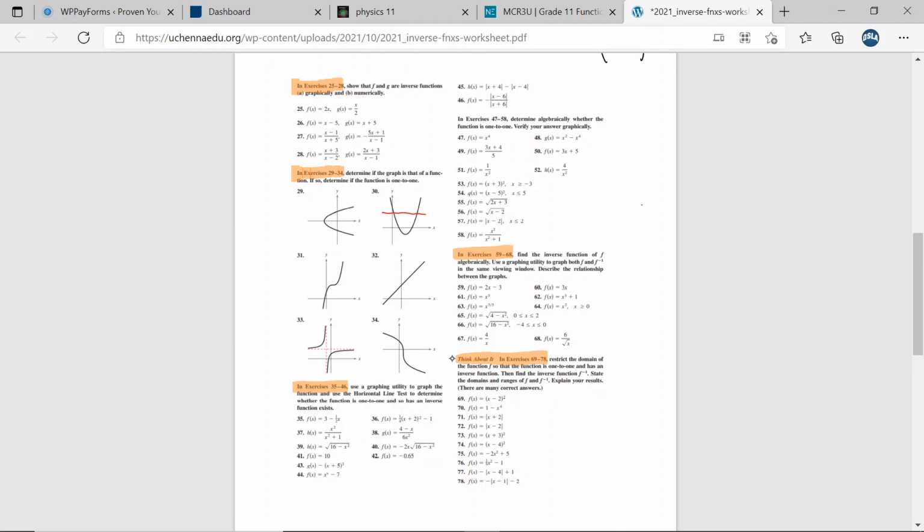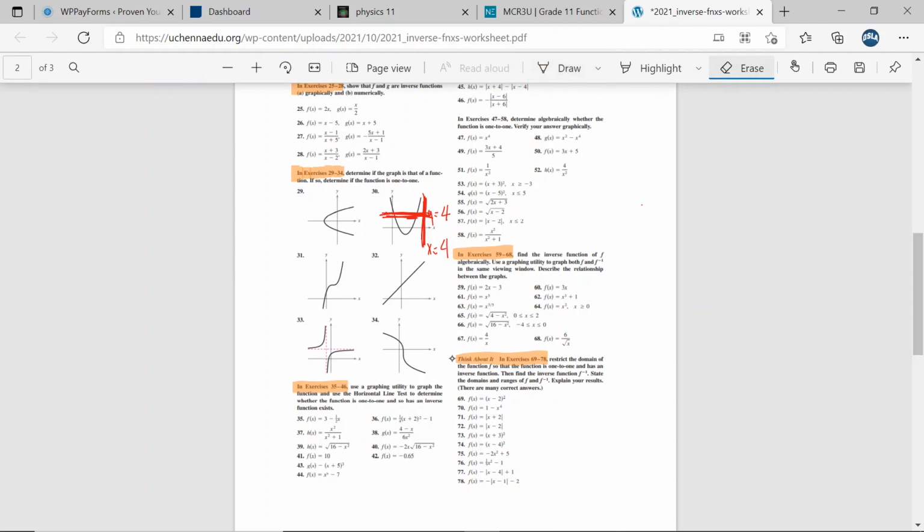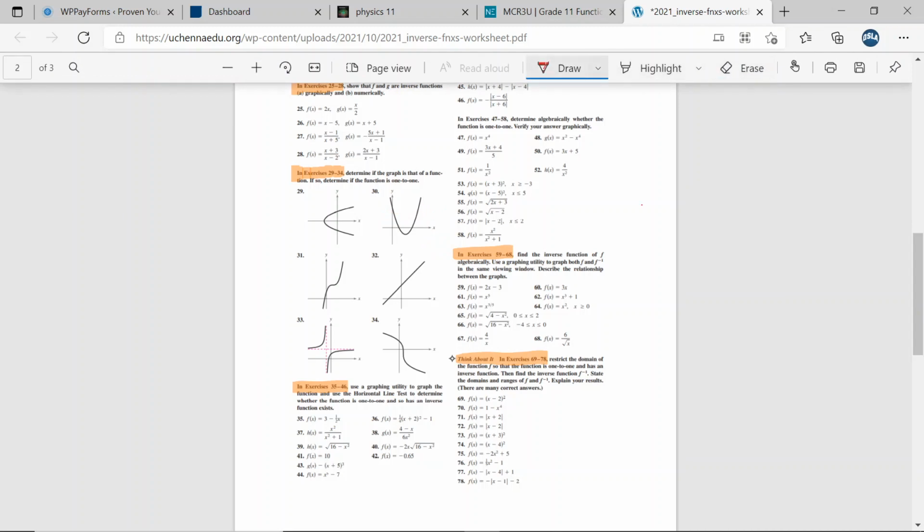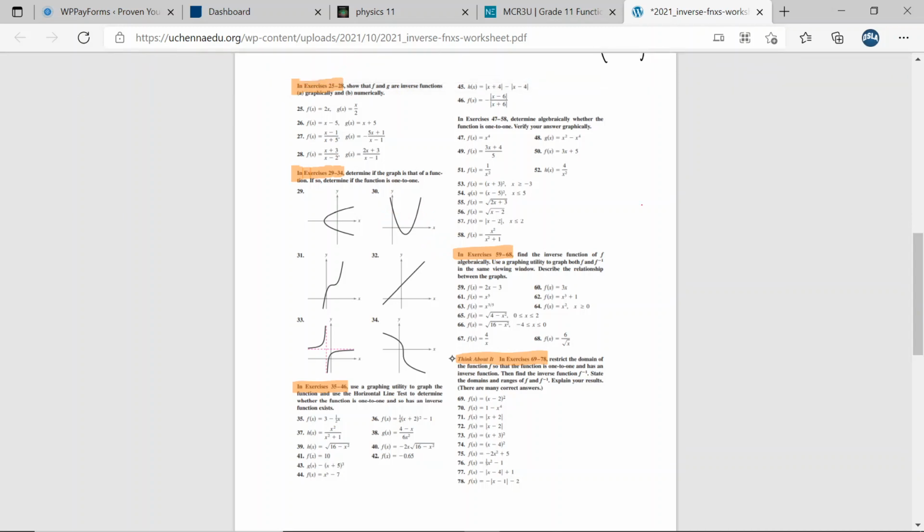So a horizontal line, which is y is equal to 4, when you inverse that, becomes a vertical line, x is equal to 4, and you will fail the vertical line test if you fail the horizontal line test of the original. So the vertical line test of the inverse will be equivalent to a horizontal line test of the original function. I hope that makes sense. Again, if not, talk to me. You've got to send me an email and ask me to talk to you about this.